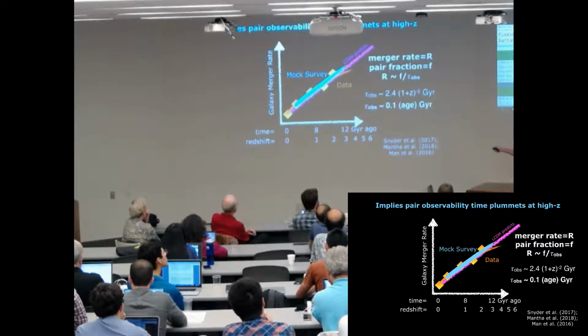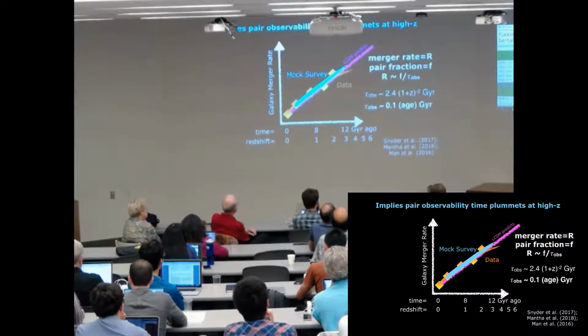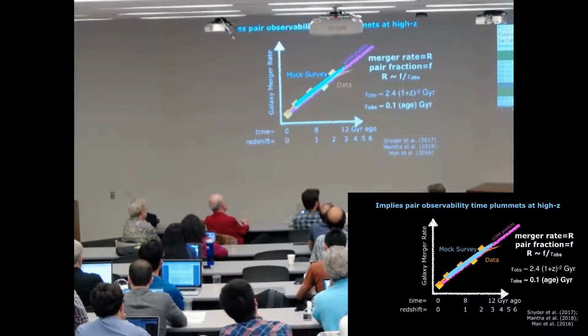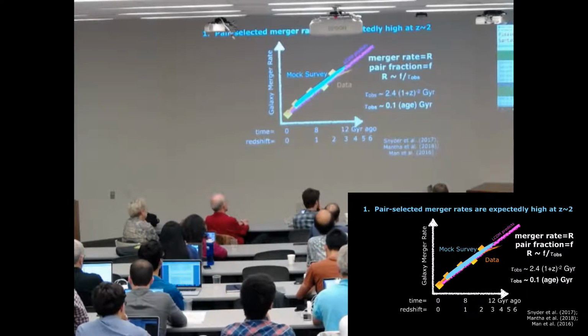And so originally we were assuming a constant observability time, but actually an observability time that scales with the age of the universe pretty simply provides much better agreement between the intrinsic 3D merger rates and the projected pair counts as a function of cosmic time. And so you can see the first conclusion of my talk is that pair-selected merger rates are expectedly high at about a redshift of 2.